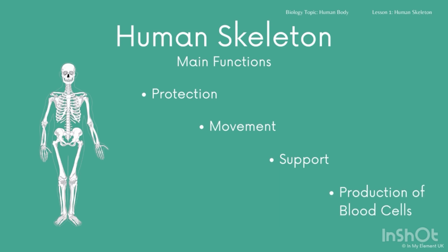And then finally, one of the other main functions is the production of blood cells, okay? Within the bones of our skeleton, there is bone marrow, okay? It's found in the centre, and this is where white and red blood cells are produced. And we know both of those play really important roles. Red blood cells in the transport of oxygen around our body, and white blood cells are involved in our immune system.